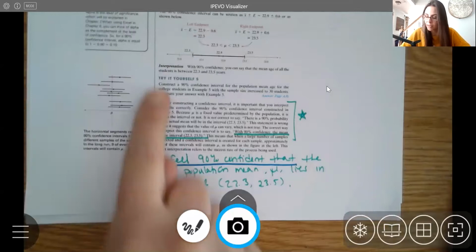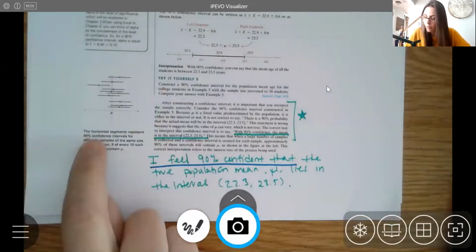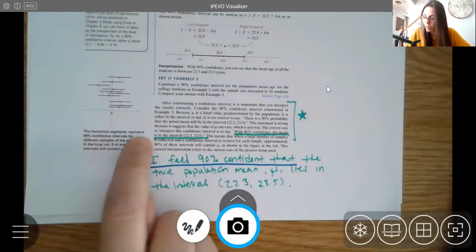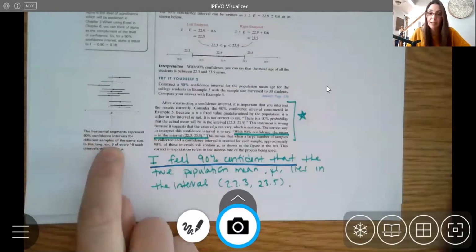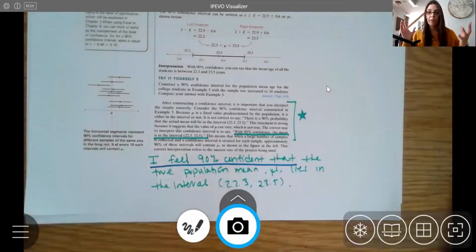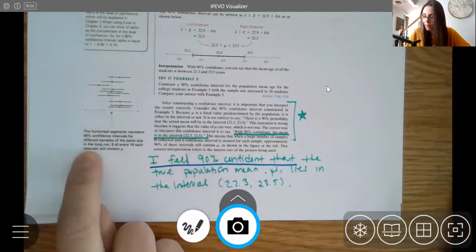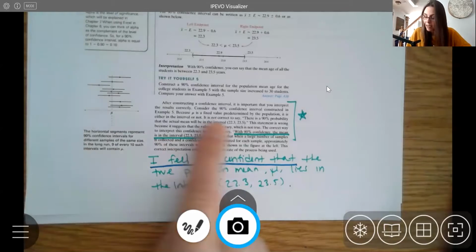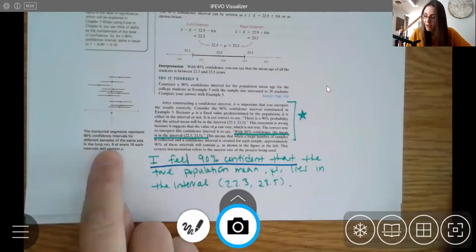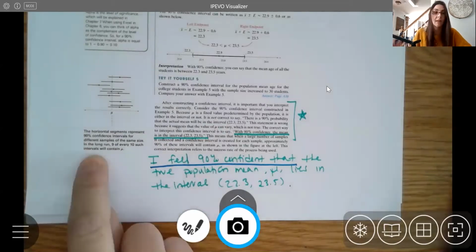Another thing to think about here is just a nice little picture. So the horizontal line segments represent 90% confidence intervals for different samples of the same size. So remember, if you're sampling from a population and you were to do samples over and over again, you're going to get all different means, right? They're not going to be the same mean for each sample. You get different values depending on who was in that sample. So another way to kind of think of the confidence interval using 90% is that in the long run, 9 of every 10 such intervals will contain the mean.